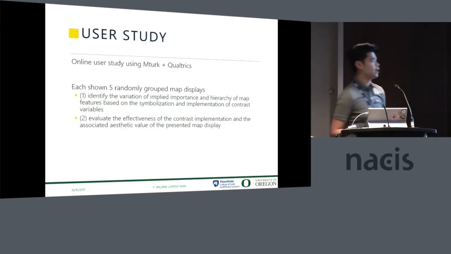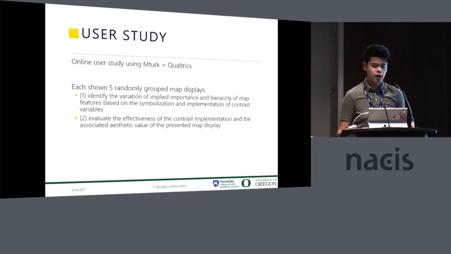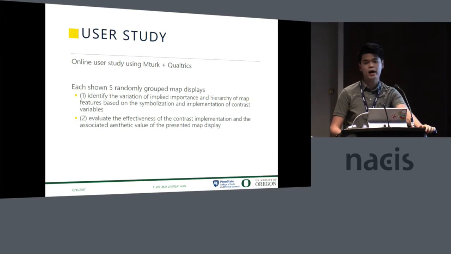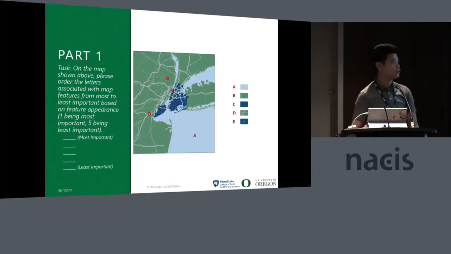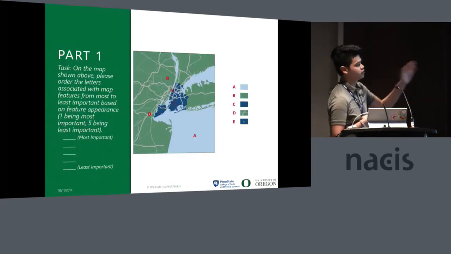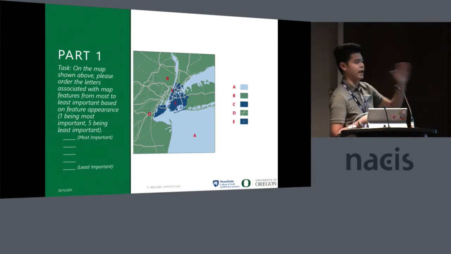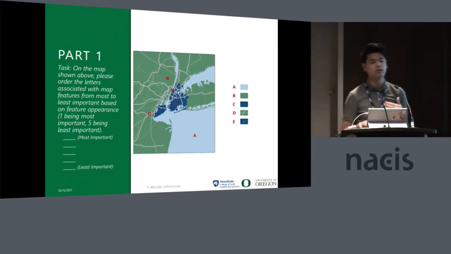So the user study, again, was done using Mechanical Turk with Qualtrics. Each user was shown 5 randomized map displays. They were asked to do two parts: a task, and answer 2 statements regarding each map. In part 1, they were shown this annotated randomized map with randomized letters, and they were asked to rank them from what they thought was most important to least important.